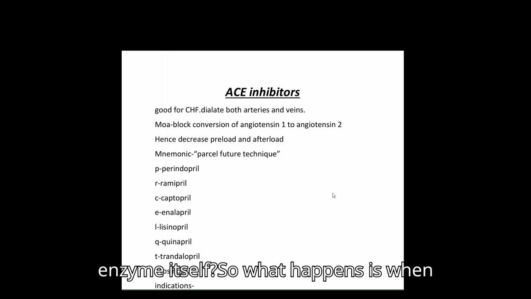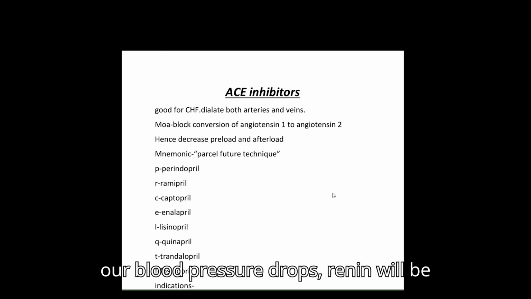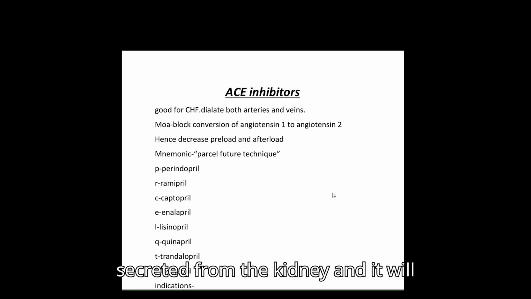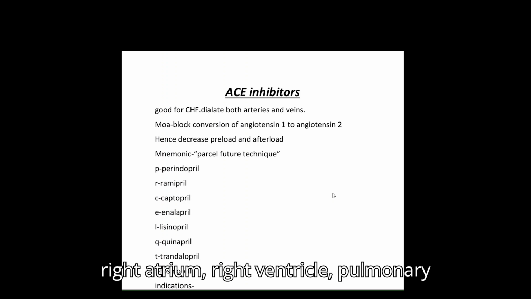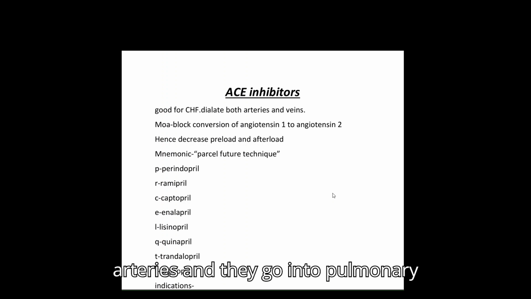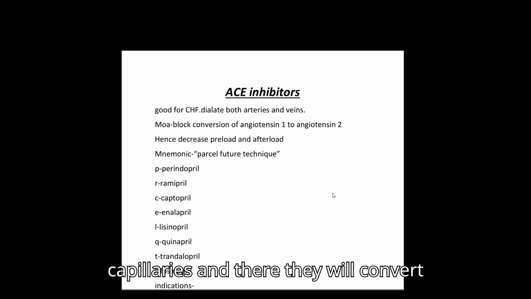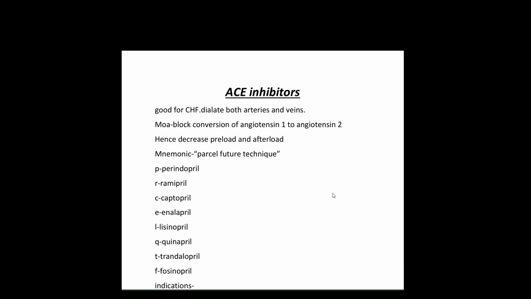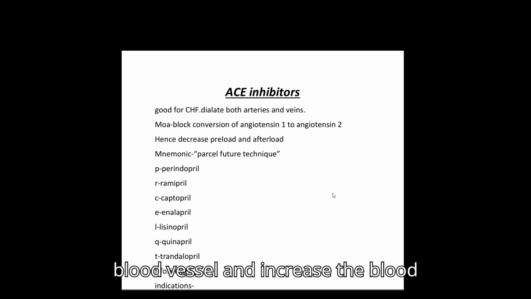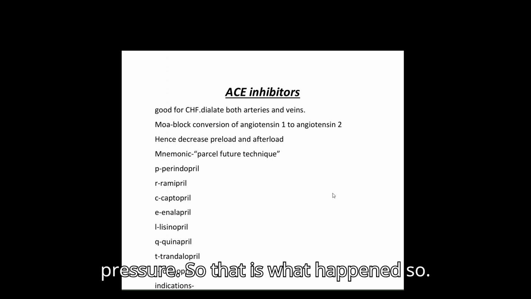So what happens is when our blood pressure drops, renin will be secreted from the kidney, and it will activate angiotensinogen to angiotensin 1. So this angiotensin 1 will go into the bloodstream, and next right atrium, right ventricle, pulmonary arteries, and they go into pulmonary capillaries, and there they will convert angiotensin 1 to angiotensin 2. This angiotensin 2 will constrict the blood vessels and increase the blood pressure. So that is what happens.